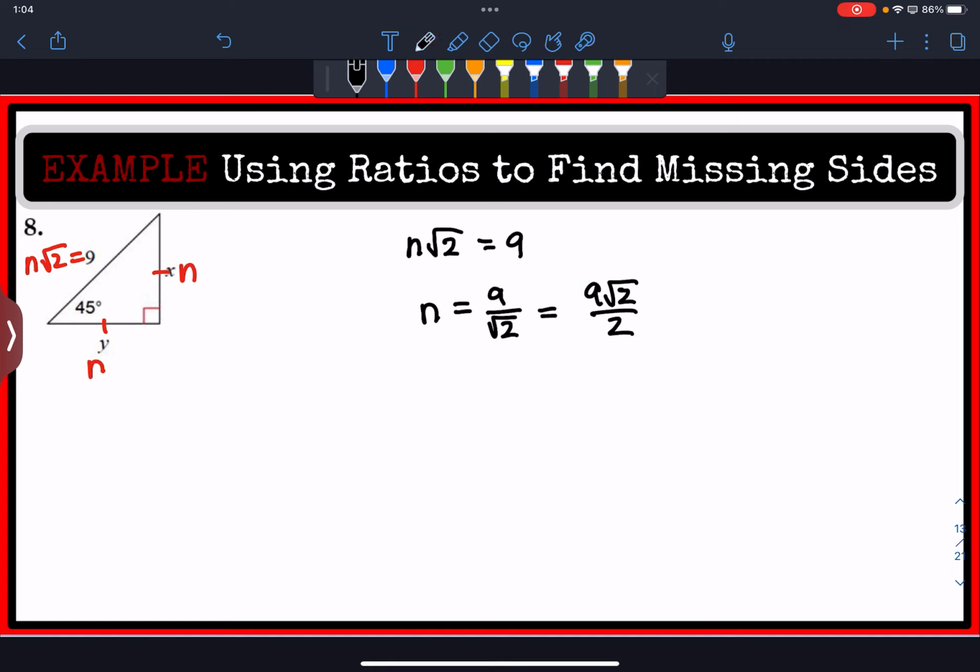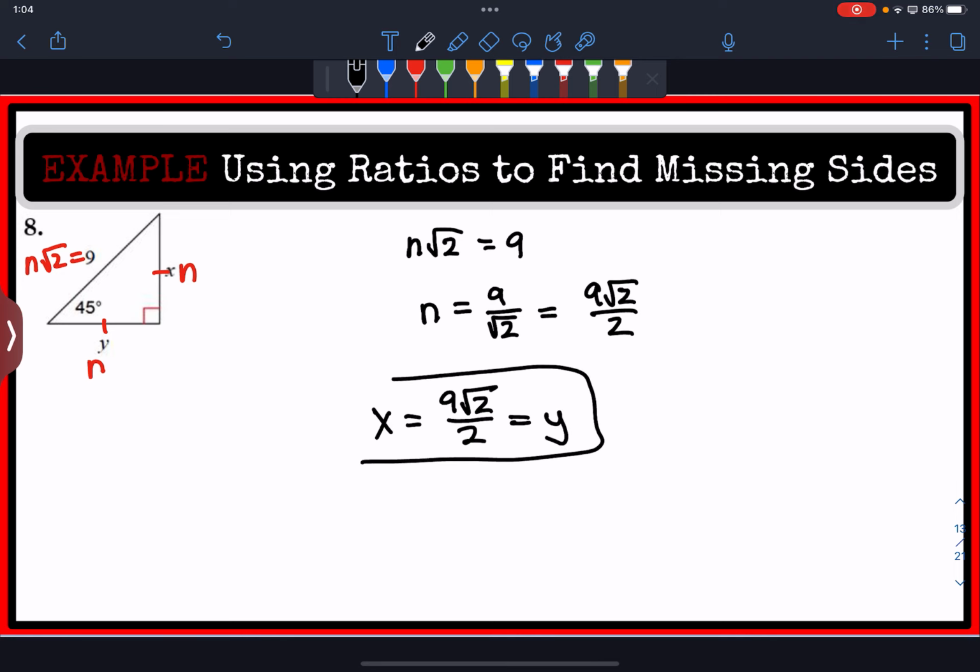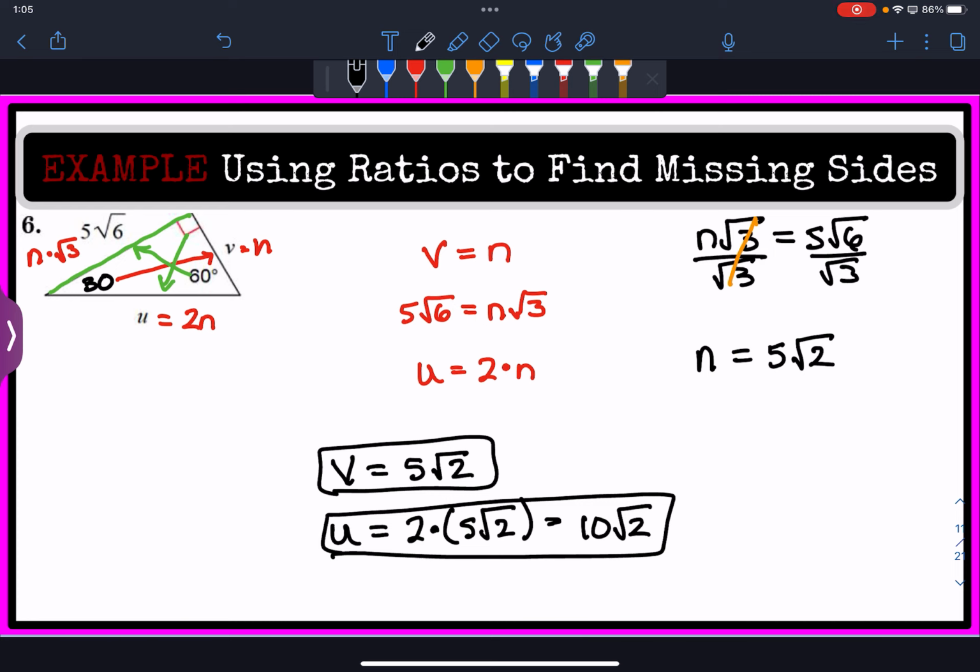And since both x and y equal the value of n, that means that x equals this answer and y equals this exact same answer as well. And there you have it. There are their values for x and y on this right triangle, using again these special ratios for your 45, 45, 90 right triangle and your 30, 60, 90 right triangle.